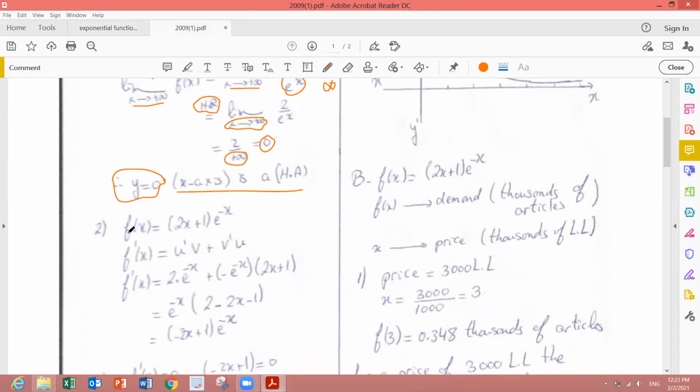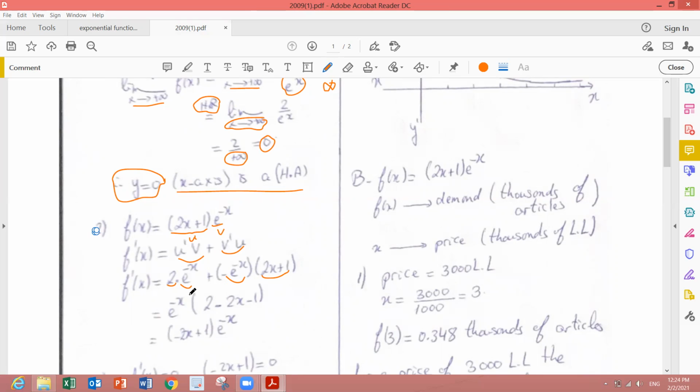So f(x) is of the form u times v, where this is u and this is v. f prime of x equals u prime v plus v prime u. U prime is 2, times v, e to the minus x, plus v prime, which is minus e to the minus x, times (2x plus 1).